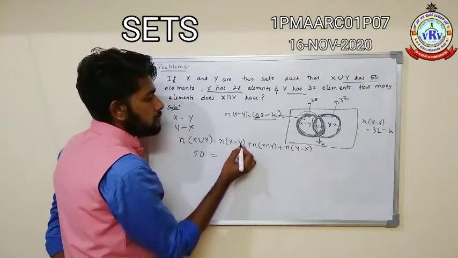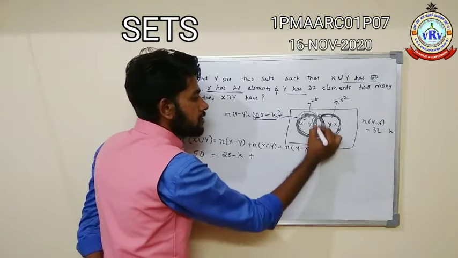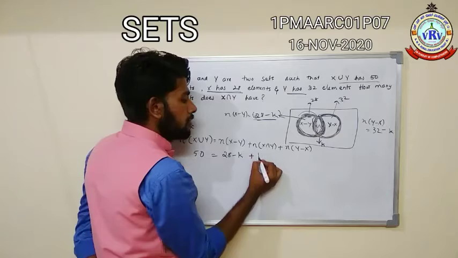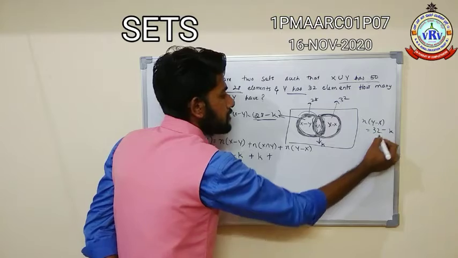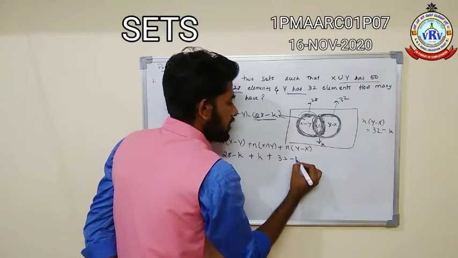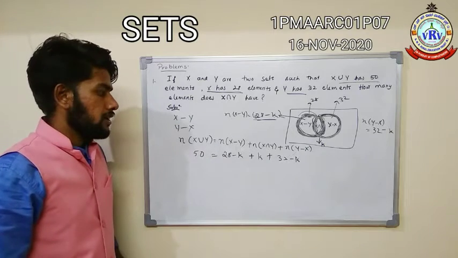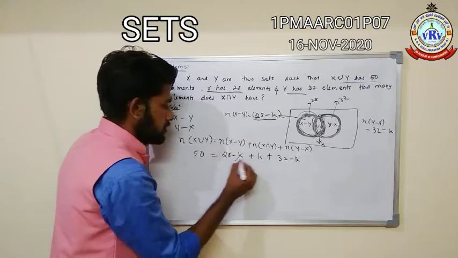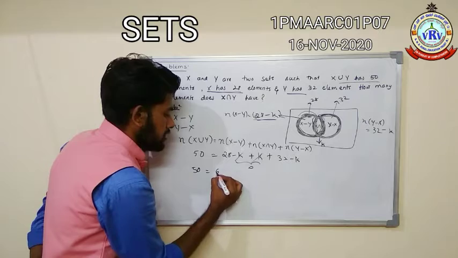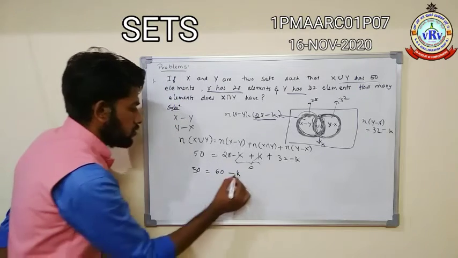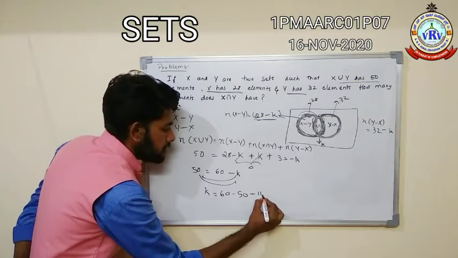N of x minus y, now we got it is 28 minus k plus n of x intersection y. The number of elements in the x intersection y we are considering as k, and the number of elements in y minus x is 32 minus k, if we take x intersection y as k. Now we will solve this to become 0. So it is 50 is 60 minus k.